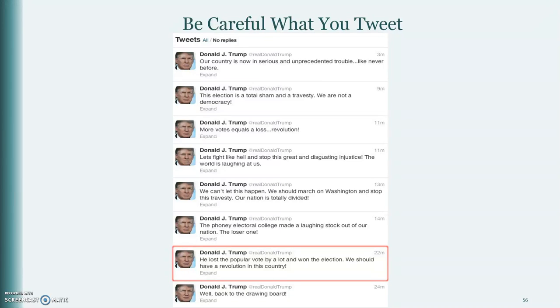These are tweets from, I don't know if it's the first Obama election or the second, but look at what he's talking about. He lost the popular vote, won the election, we should have a revolution. The phony electoral college made a laughingstock out of our nation. Sounds a little bit familiar to me, but that's for a different class.